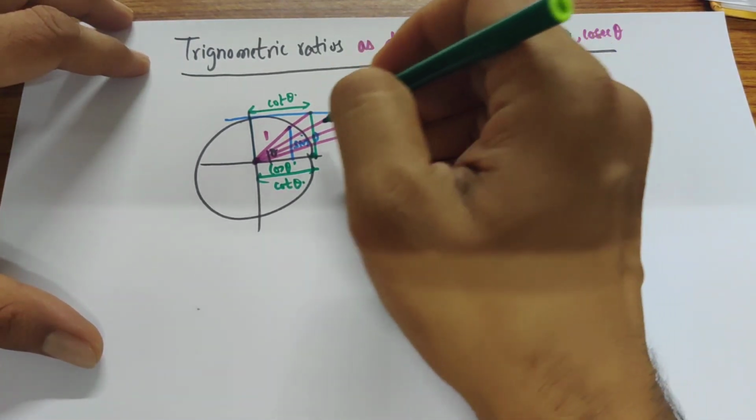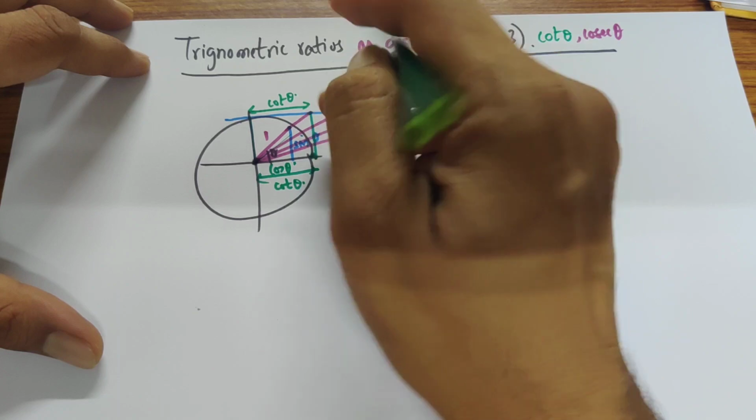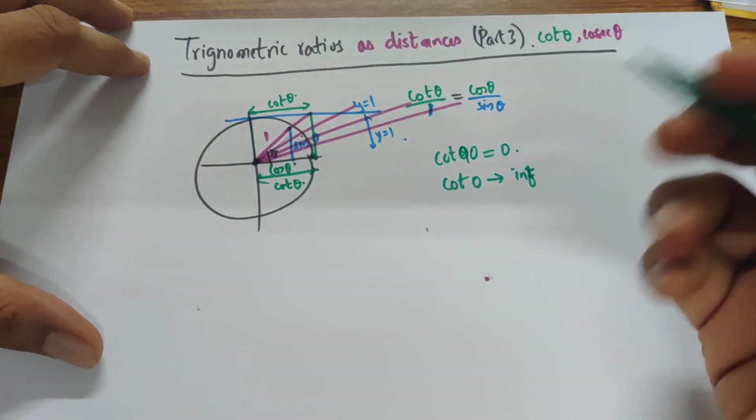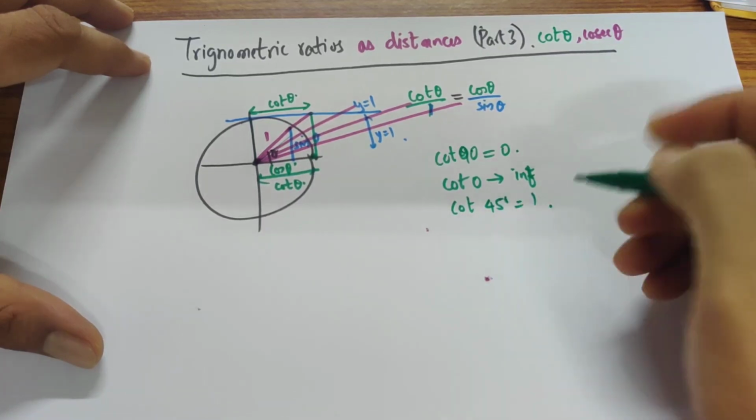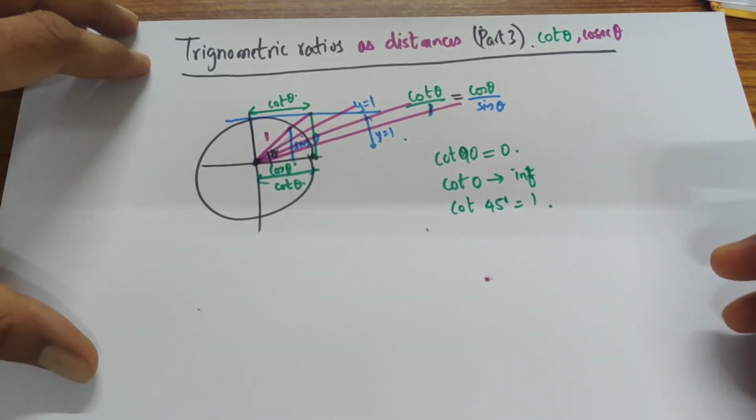And in the same way, when this is 45 degrees, this is the same as this. So cot of 45 degrees is equal to 1. That also comes out of it.